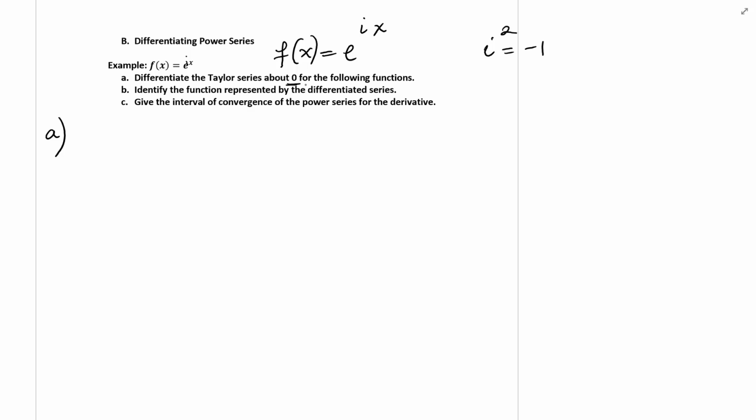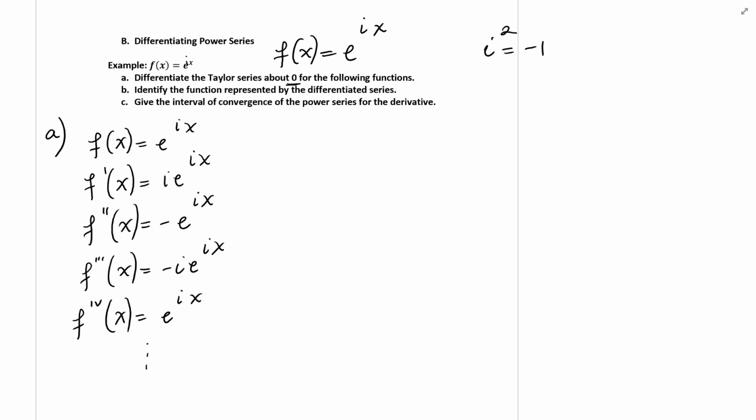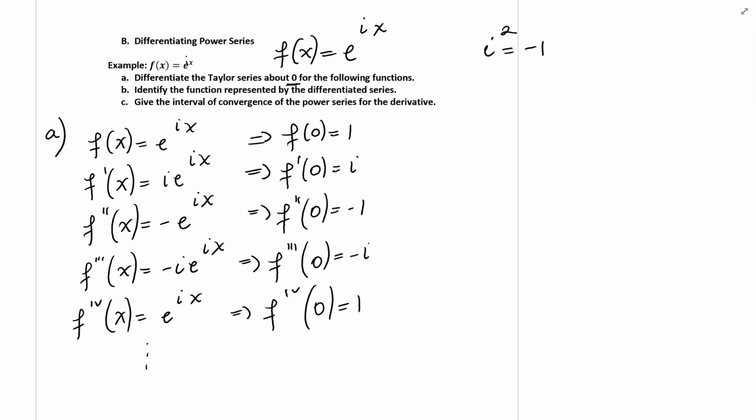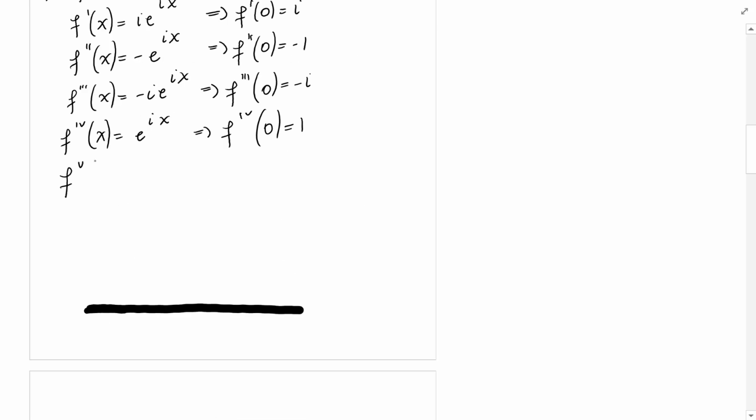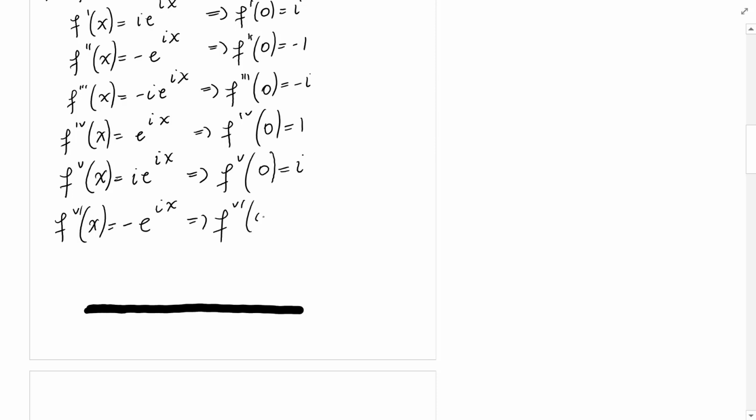So again, we know that in order to calculate this, we have to calculate a few derivatives. So let's do that. I calculated the first 4 derivatives and the corresponding values at 0. Let's calculate a few more. The fifth derivative is going to be i e to the ix, so the fifth derivative at 0 is going to be equal to i. The sixth derivative is going to be negative e to the ix, so the sixth derivative at 0 is going to be negative 1.